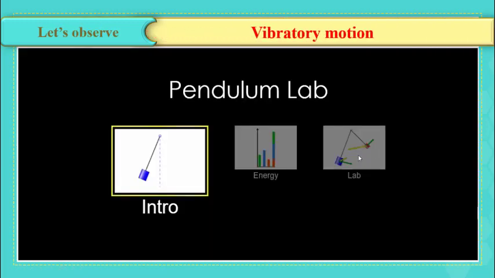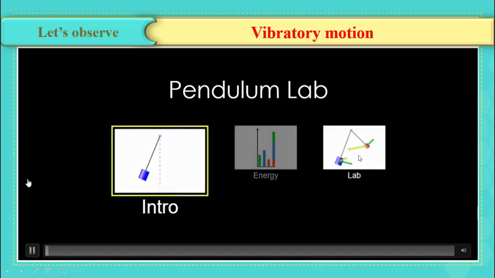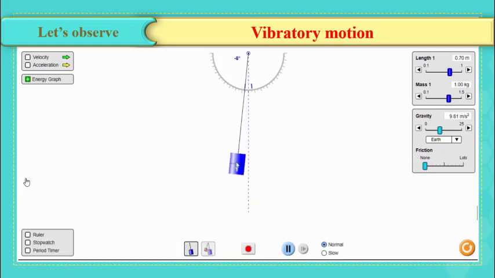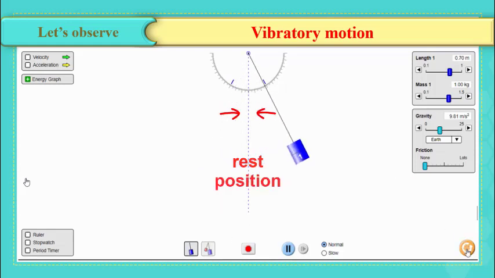Let's observe now the following simulation to better understand the notion of a period. This experiment was done to identify the period of a vibratory motion. First, displace the pendulum at a certain angle, 30 degrees for example, then release it and observe. Notice that the pendulum oscillates around its rest position between two equidistant extreme positions.